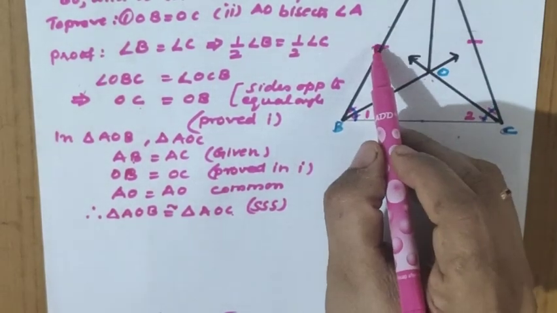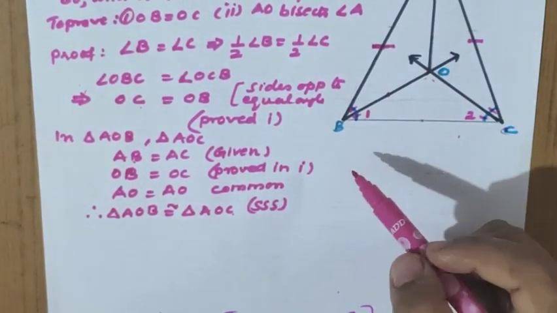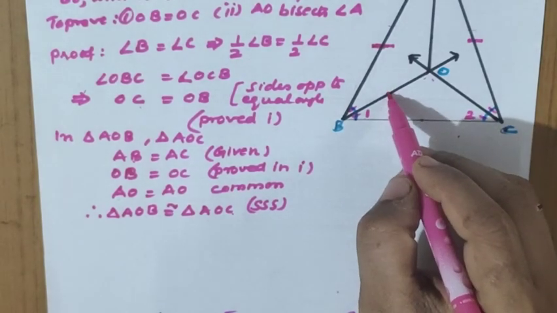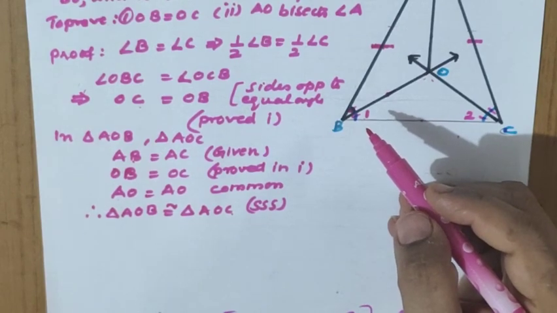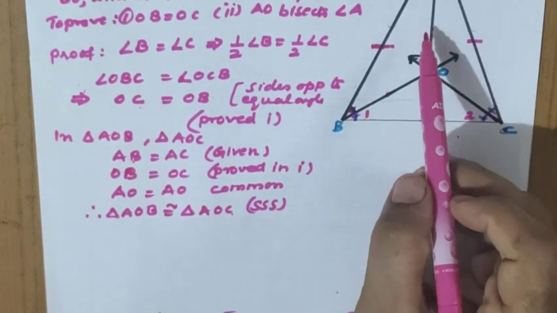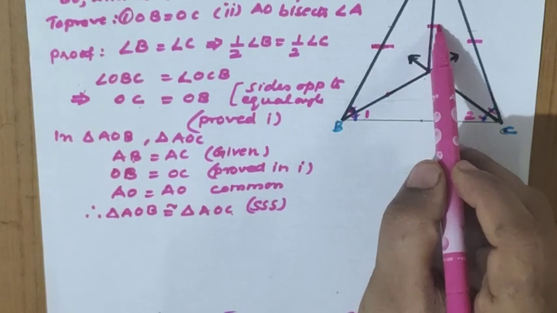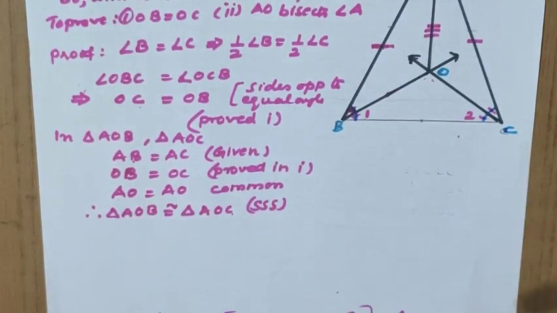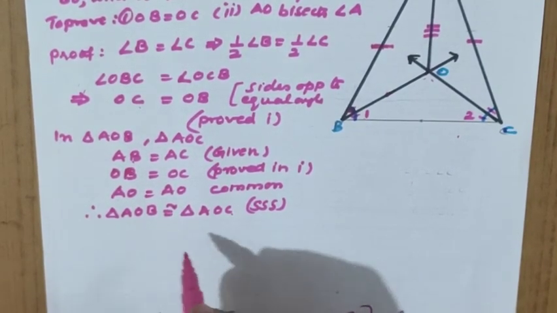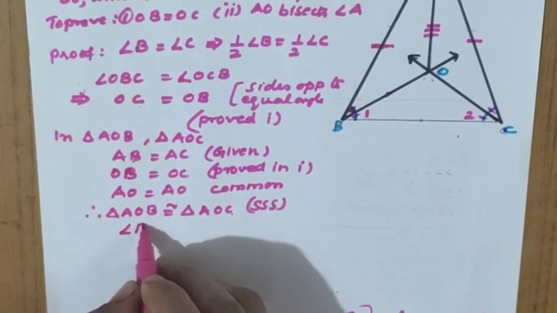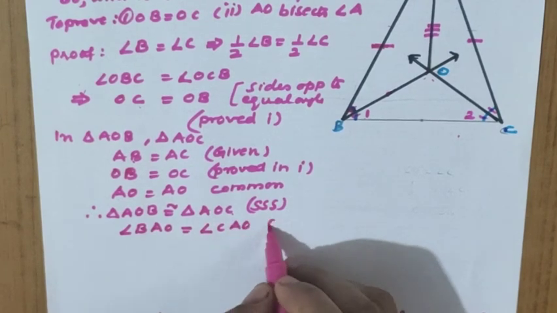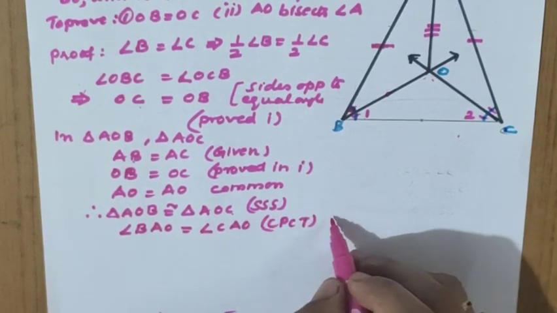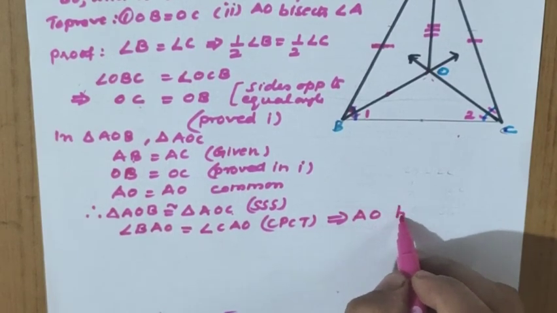See this one, AB equal to AC we got. Now we can use OB equal to OC, that is proved part. Now angle B also I can use because it's included angle, but I have used here AO, that is the common side. So all the three sides we have used. So by SSS criteria these two triangles are congruent, and what we can write, angle BAO is equal to angle CAO, CPCT. This shows that AO bisects angle A.